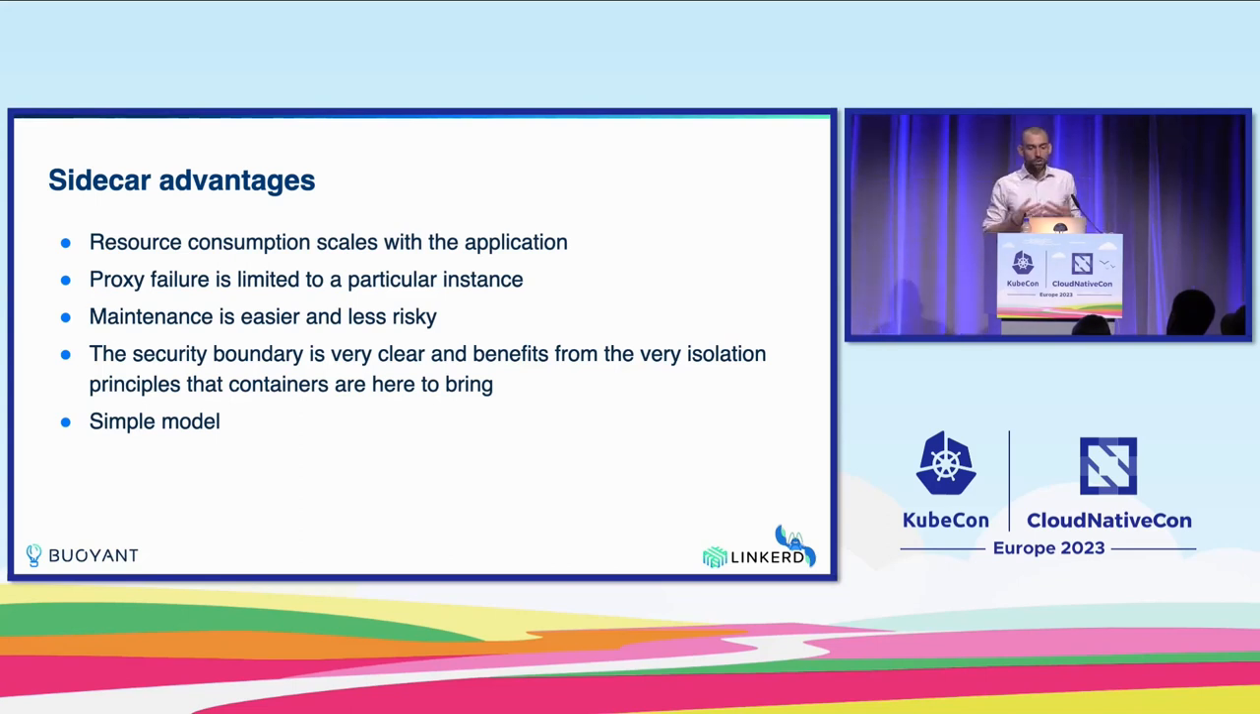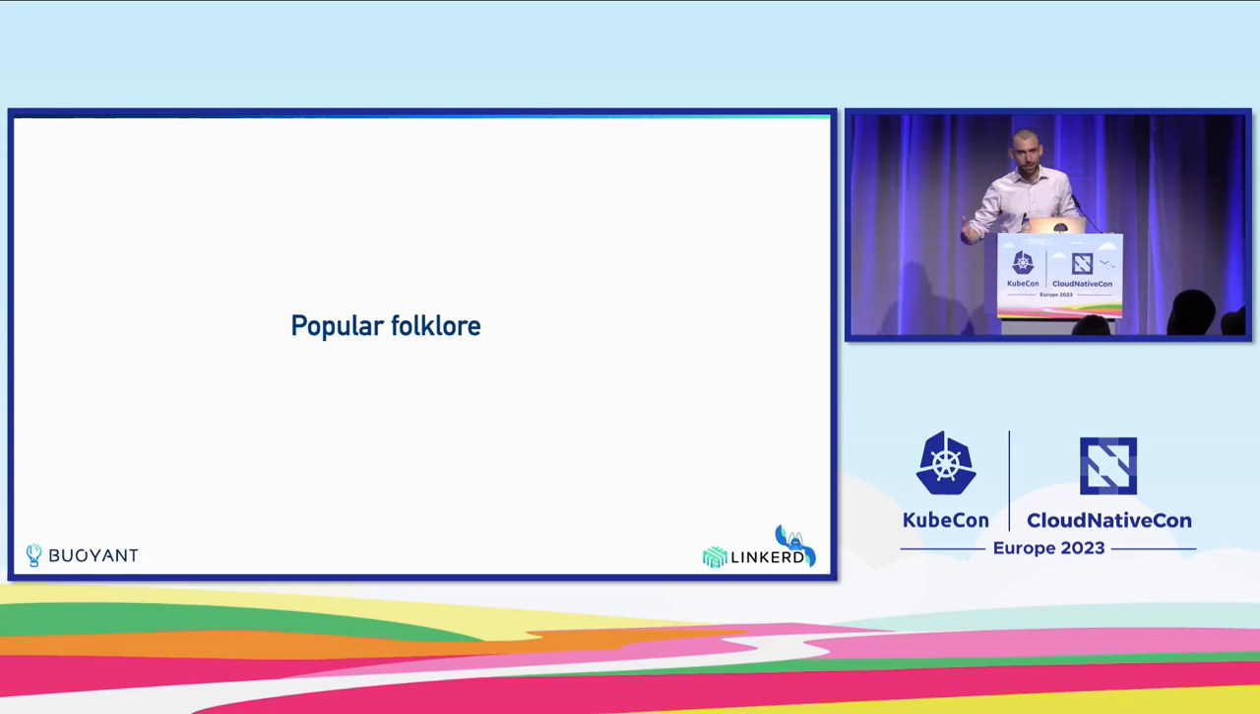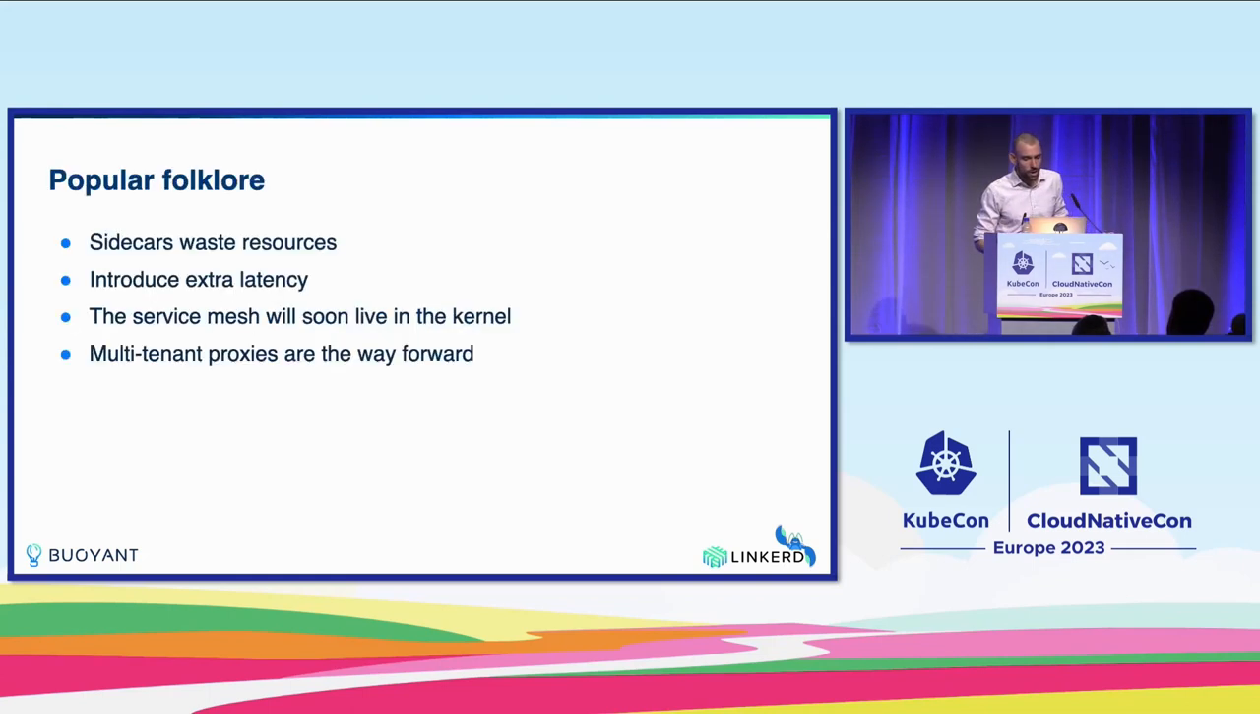So all of that being said, I keep hearing a number of statements around this model that I would label as popular folklore. First of all, I hear a lot that sidecars waste resources. I don't think that's the case. Not all sidecars are created equal. Linkerd's proxy has been optimized to specifically work as a sidecar, and it has an incredibly small footprint.